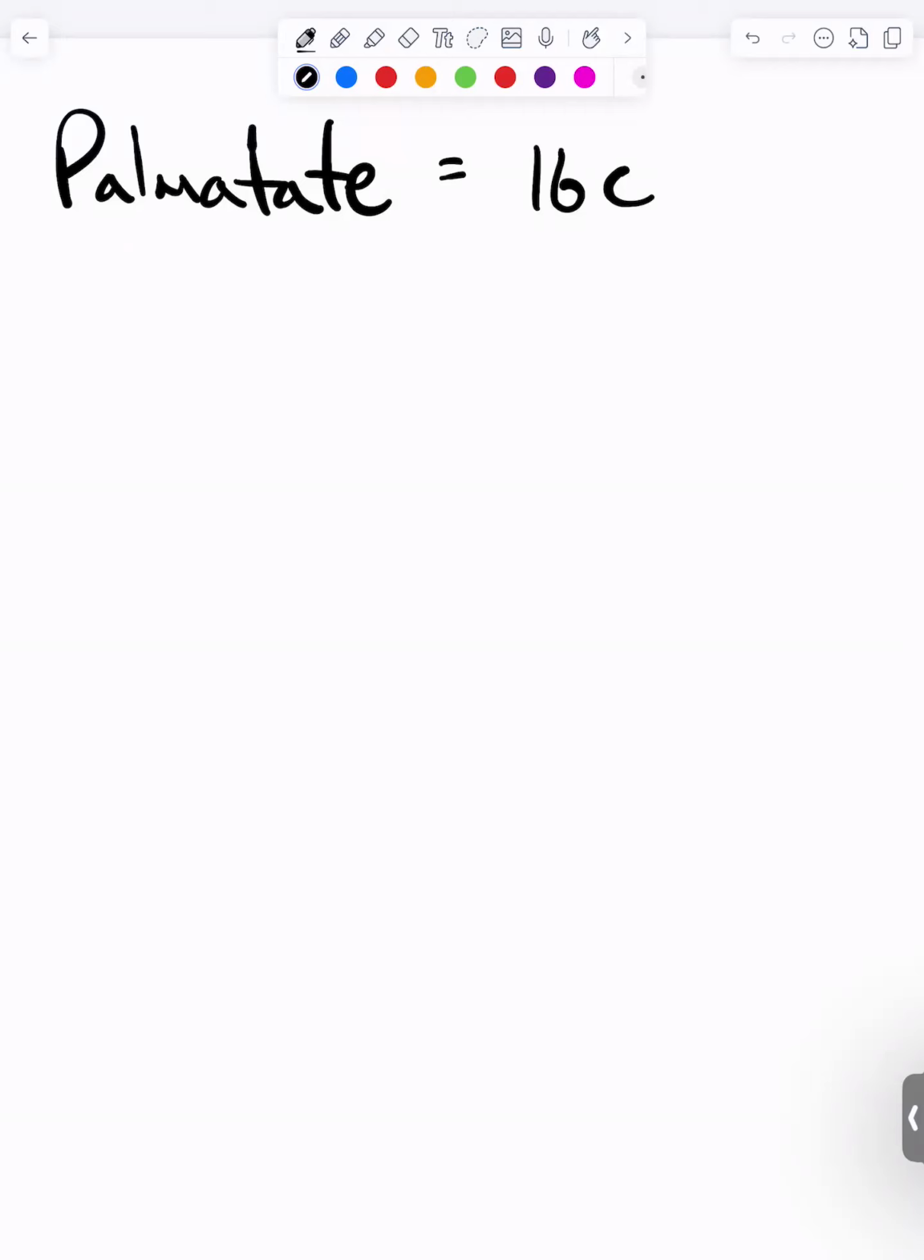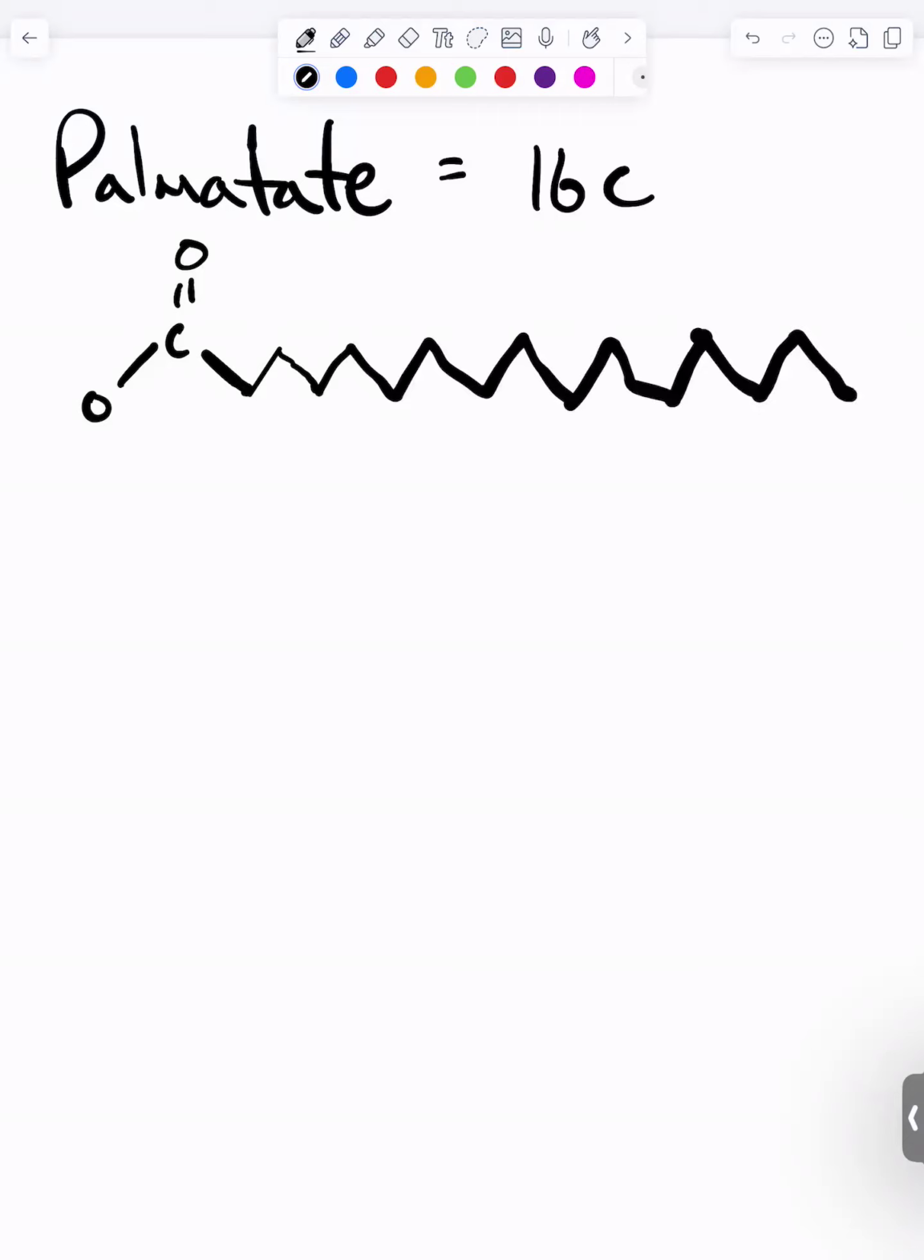Okay, so 16 carbons in palmitate, we'll go over beta oxidation for it. So if we draw out palmitate, what do we have here? A carboxylic acid, and then this is 2 carbons, 3, 4, 4, 5, 6, 7, 8, 9, 10, 11, 12, 13, 14, 15, 16. Let's see if that is correct.